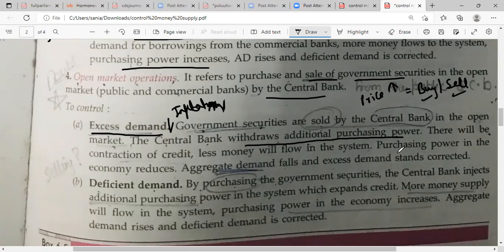Less money will flow in the system. Purchasing power in the economy reduces. Aggregate demand falls and excess demand stands corrected. Okay, clear? So write it down quickly. Yes, ma'am.